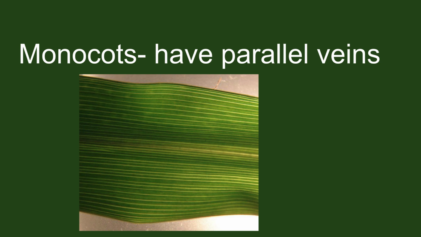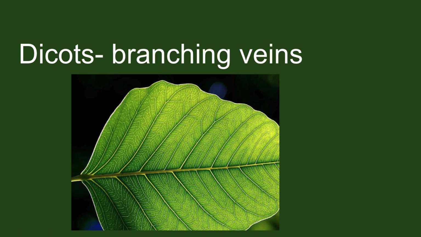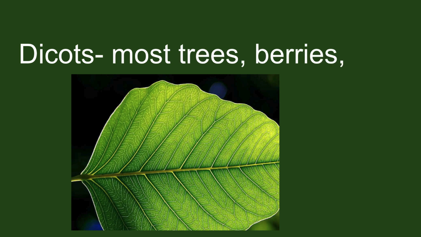Monocots are best known for having what are called parallel veins. If you look at the veins of a blade of grass, all of the veins are going the same direction. That's called parallel. Whereas dicots have branching veins, and they're going in all kinds of different directions. So think of, for example, a maple tree. They have a branching vein system, so that would be a dicot. And again, dicots include most trees and things like berries and some other stuff.